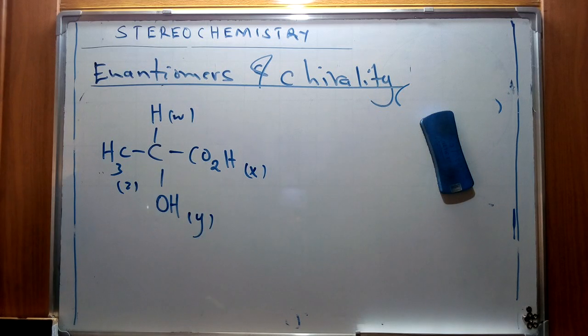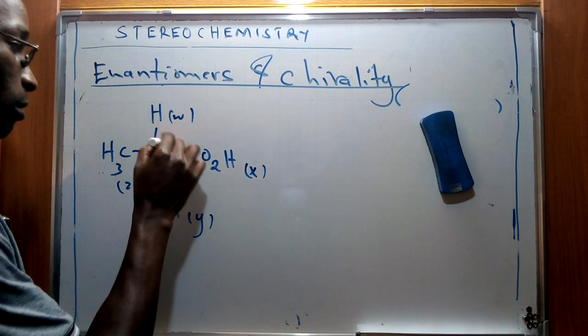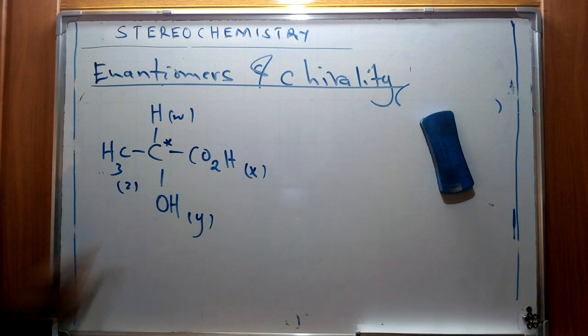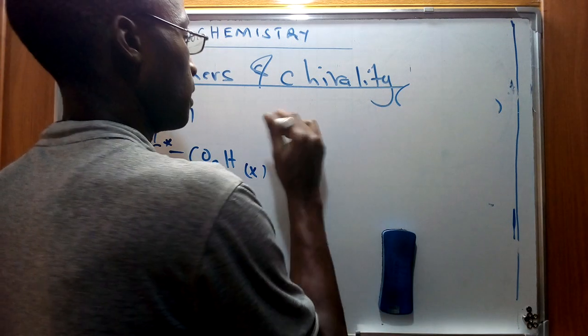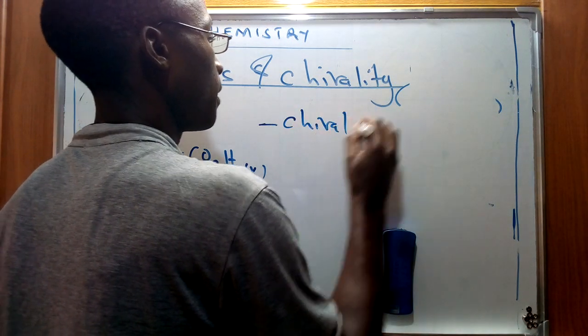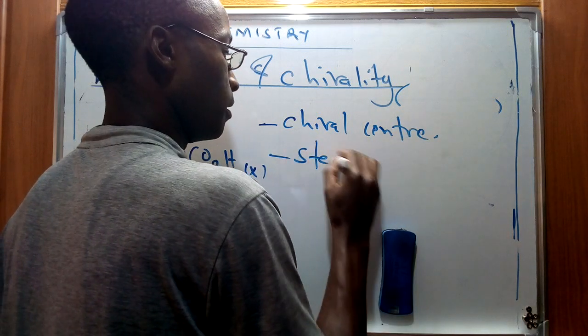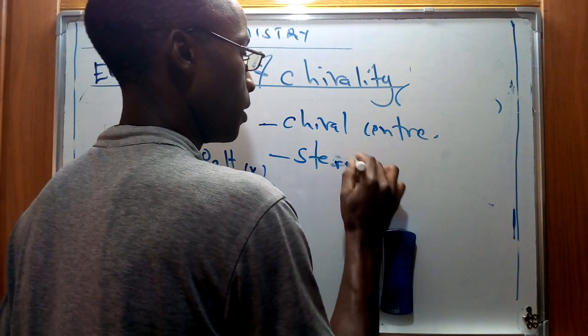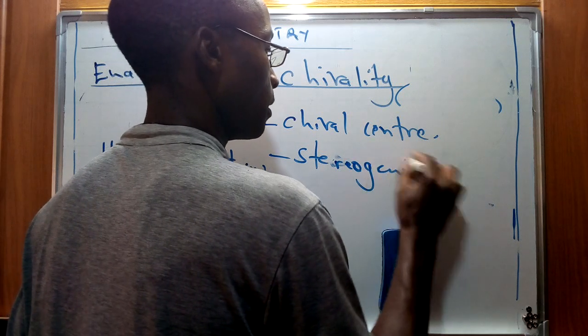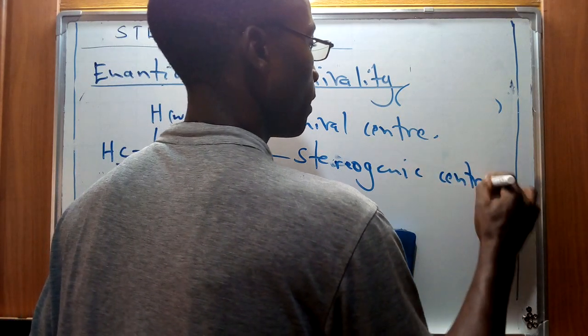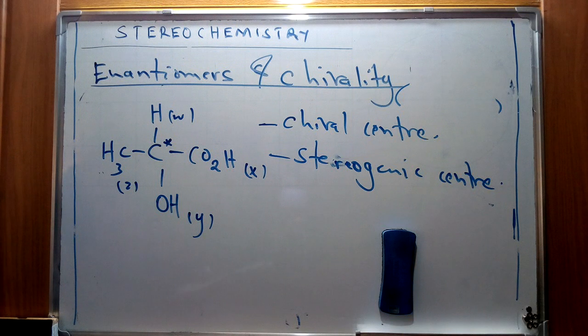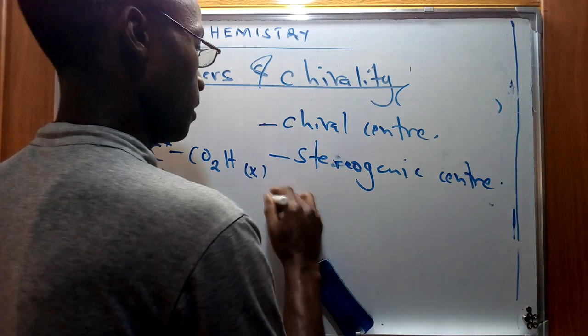for these different substituents. So we have a specific name that we use to refer to this central carbon that is covalently bonded to these 4 different substituents, and we refer to this carbon as a chiral center, or a stereogenic center, or basically we can just refer to it as a stereo center.